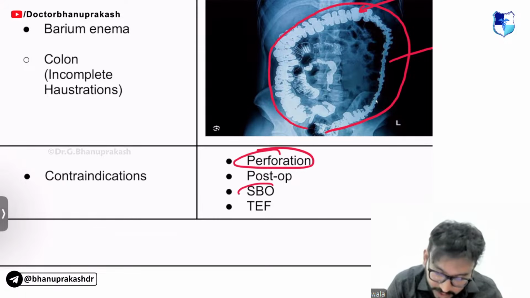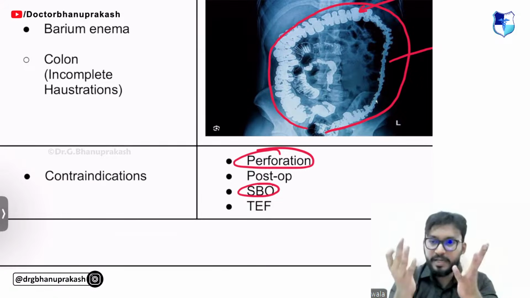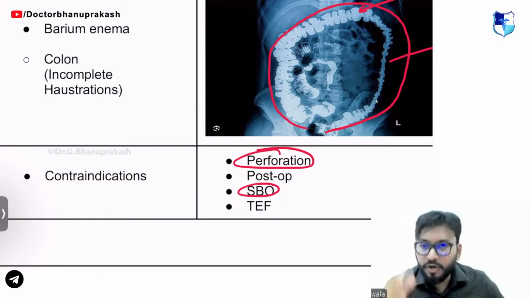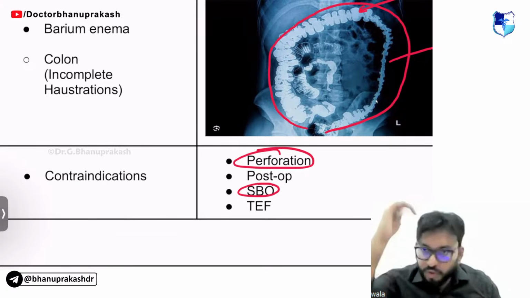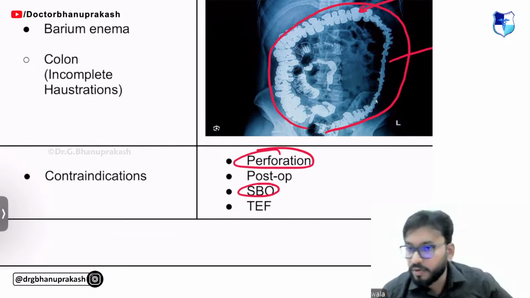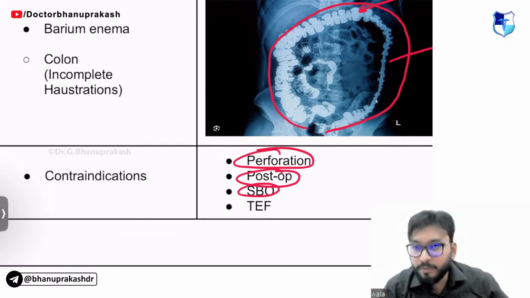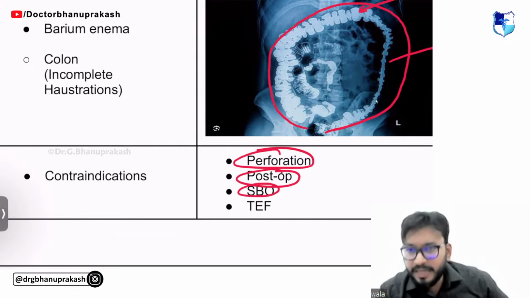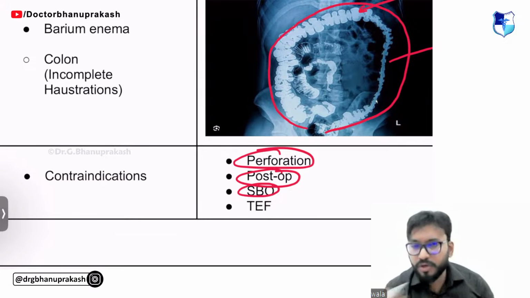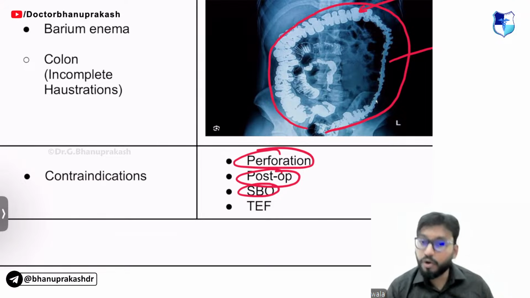If I tell you that there's a small bowel obstruction, the barium cannot move further and is accumulating. There is no pathway for the barium to come out. You've given barium orally, but there is no way for it to get out. Do you think you will give barium? No. Post-op patients usually have ileus, which is an adynamic bowel obstruction, so we prefer not to give barium.